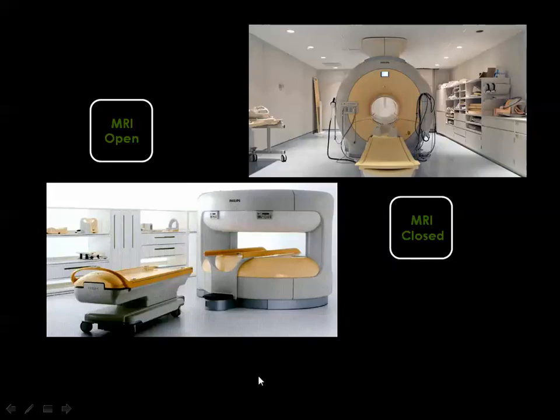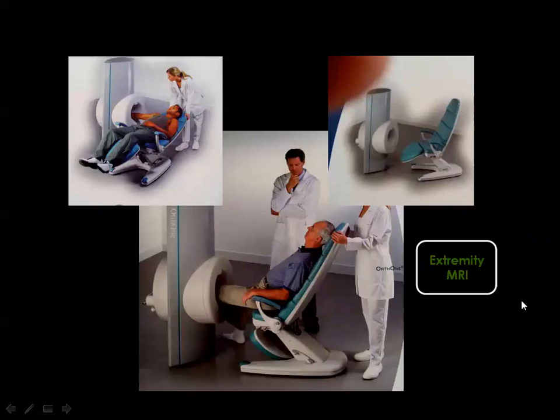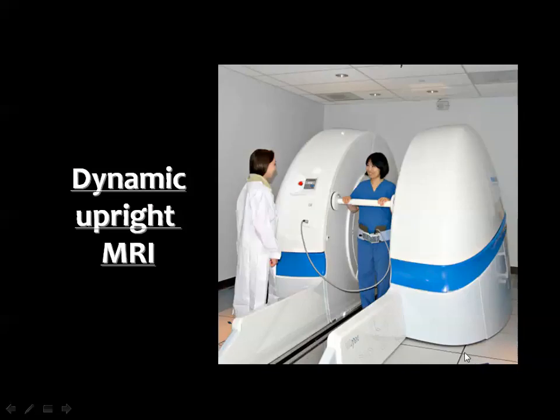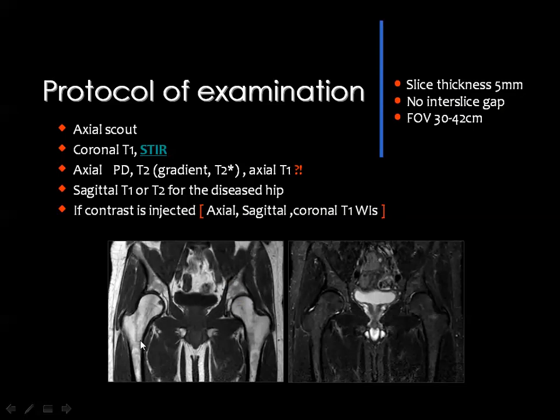And we have five types of MRI: the closed machine, the open machine, the extremity machine, and the dynamic one, where you can examine the hip joints and also the spine in the upright position. And this is the protocol for evaluation of the hip by MRI.